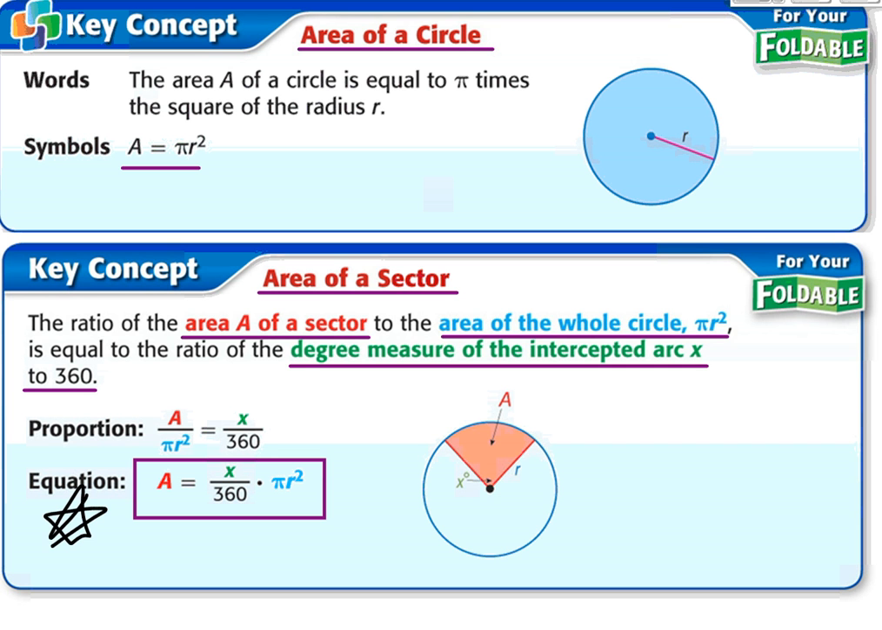This is something that you should put on your half sheet. I'm telling you that right now. Certainly this one also, if you don't remember the area of a circle, but this one for sure.